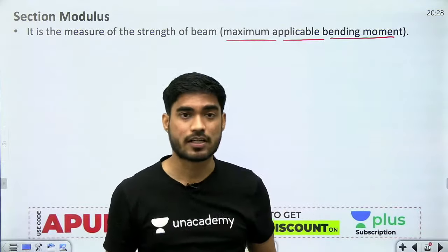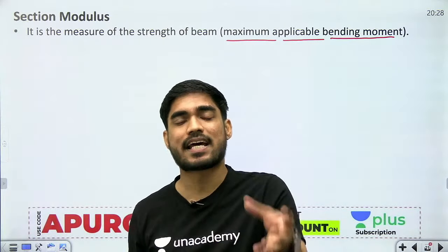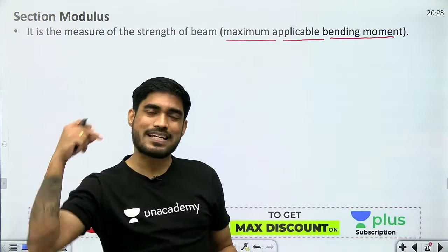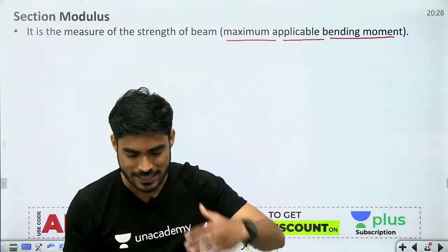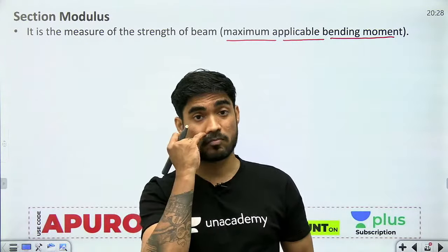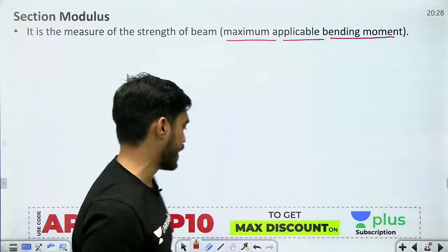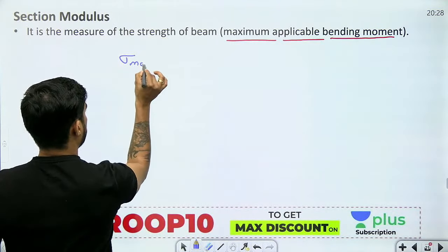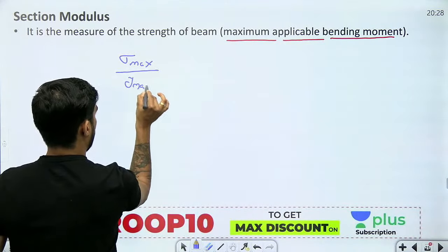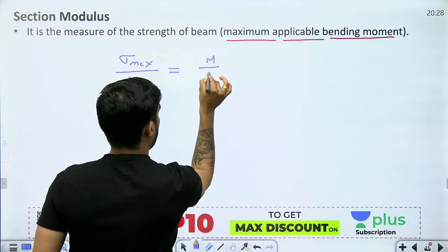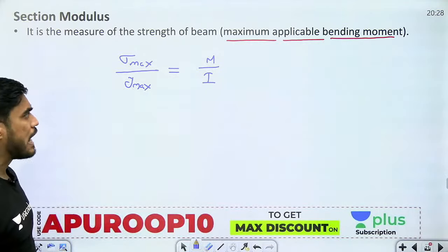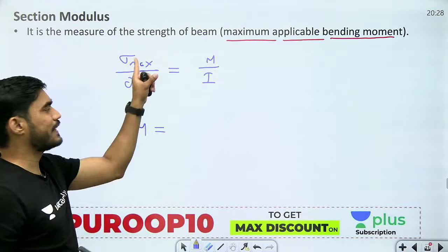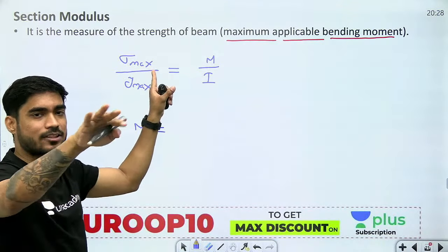So what is section modulus? Section modulus is the measure of the strength of the beam. If the section modulus is more, then the beam is stronger, and if the section modulus is less, then the beam is weaker. So let's see what is the equation of section modulus. So I will use this equation, sigma maximum by y maximum equal to M by I. Now maximum bending moment I will get when this sigma maximum is equal to the strength of the beam, है ना.